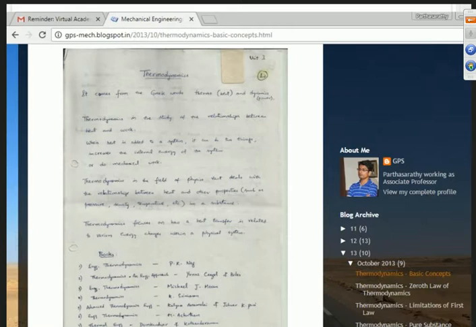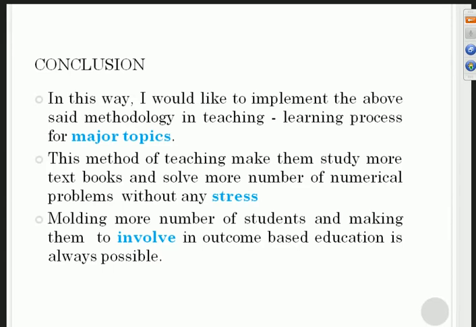This way I have kept all the material with the students before starting the session itself, and that helped the students a lot. And coming to the conclusion, in this way I would like to implement the above said methodologies in the teaching learning process for major topics.